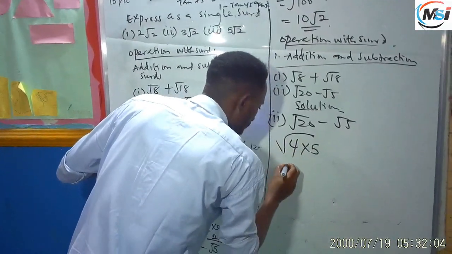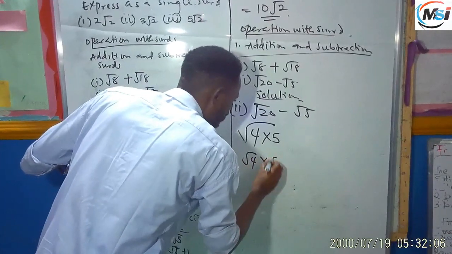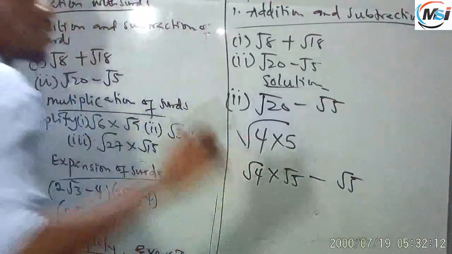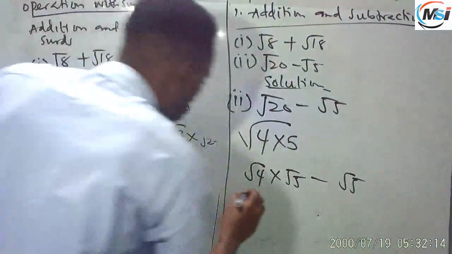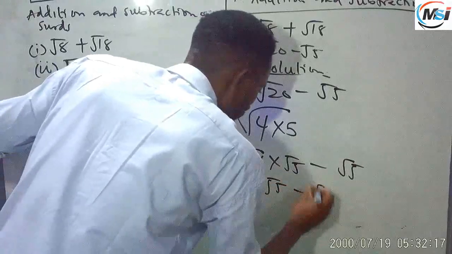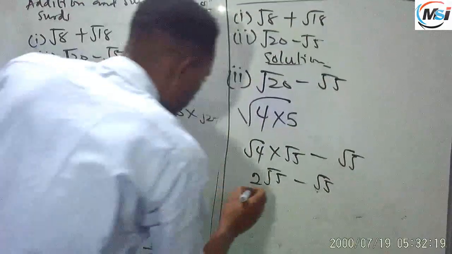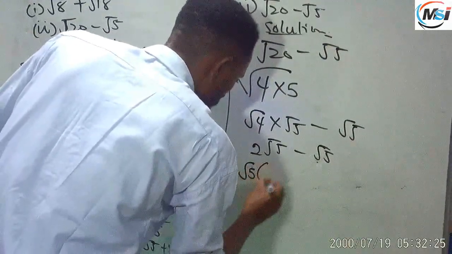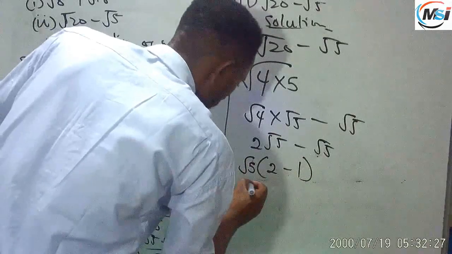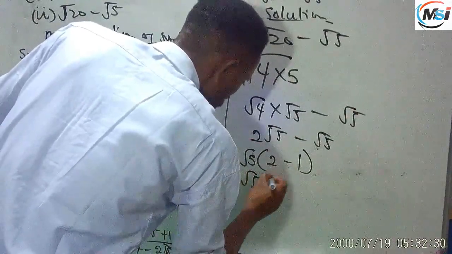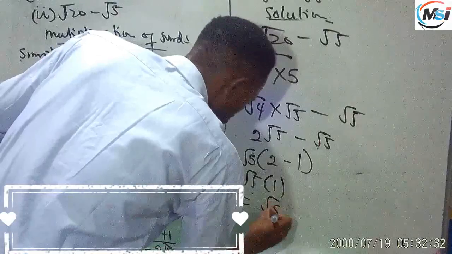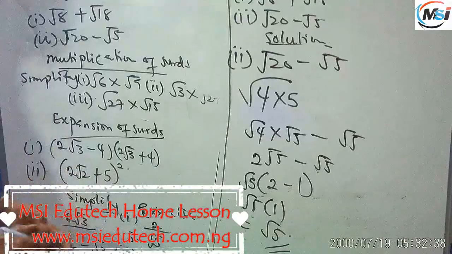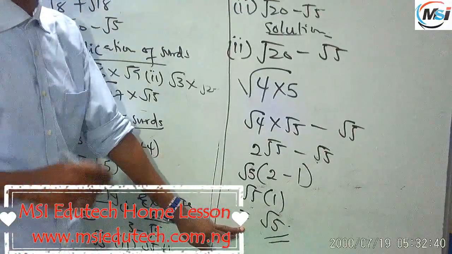So root 20, I'm going to have root 4 times root 5. Then for this one, I have root 5. Then root 4 will give me 2, which is 2 root 5 minus root 5. Then if I simplify, root 5 is common to 2 minus 1. Then I have root 5 times what? Bracket 1. Then the answer is what? Root 5. So the subtraction of root 20 minus root 5 will finally give us root 5.